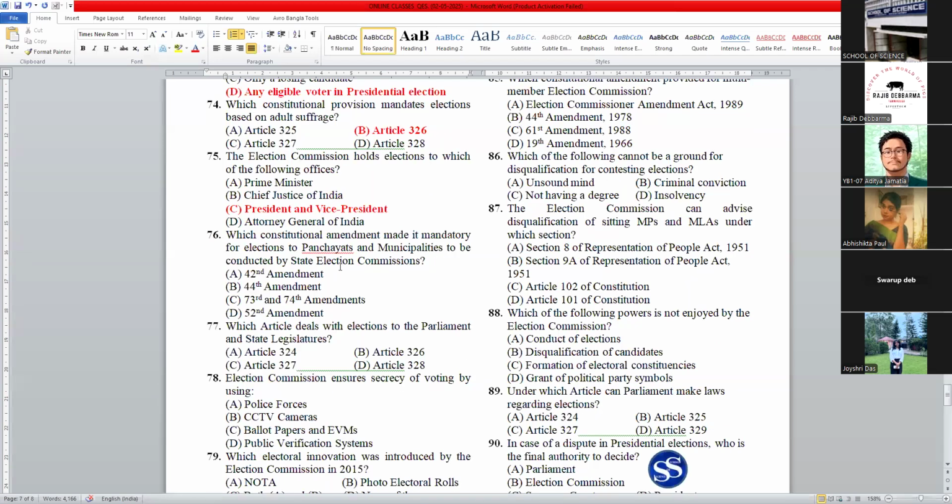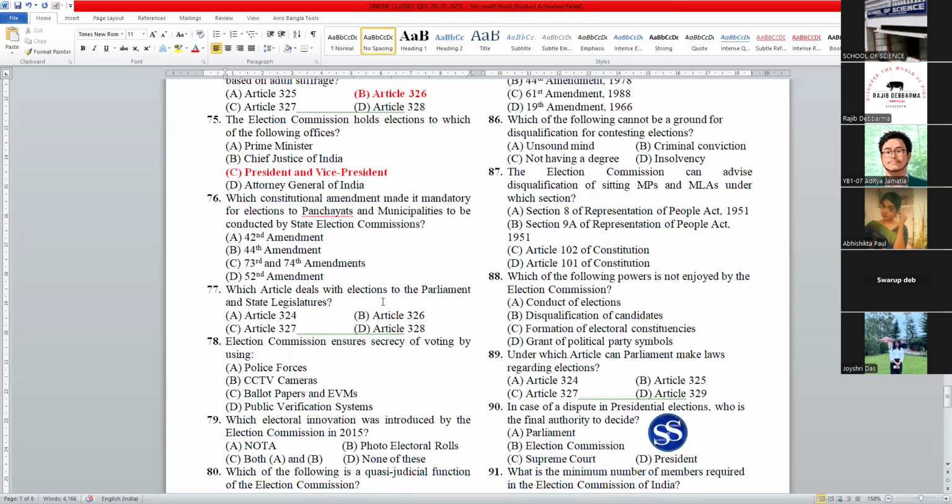Article 324 states that the Election Commission is empowered to conduct elections to the offices of President, Vice President of India, along with elections to the Parliament and state legislatures. Mind it, Article 324 does not allow the Election Commission to conduct elections for positions like the Prime Minister, Chief Justice, or Attorney General. Could you follow me? Yes, sir.